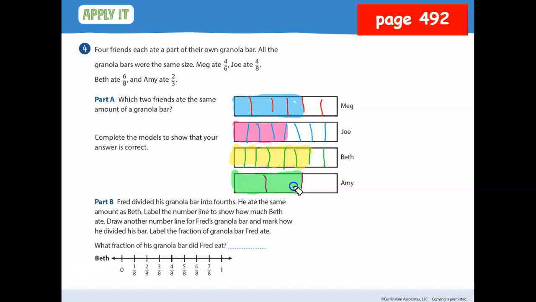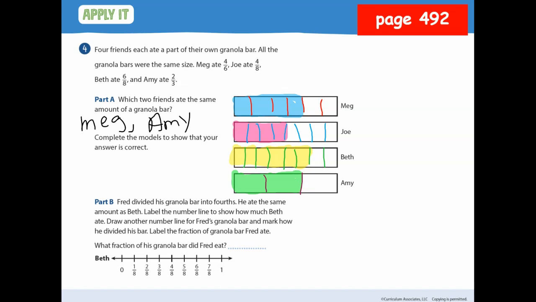So now that we labeled everybody's granola bar, we can answer our questions. It says, which two friends ate the same amount of granola bar? Meg and who? Meg and Joe. Look, if I go straight down like this, who had the same? Meg and Amy. Yes. Not Meg and Joe. Beth ate the most, Joe ate the least, and Meg and Amy ate the same amount.